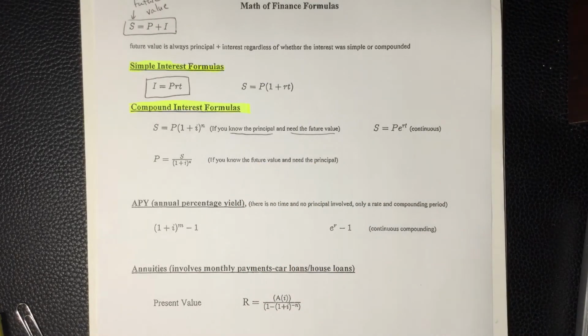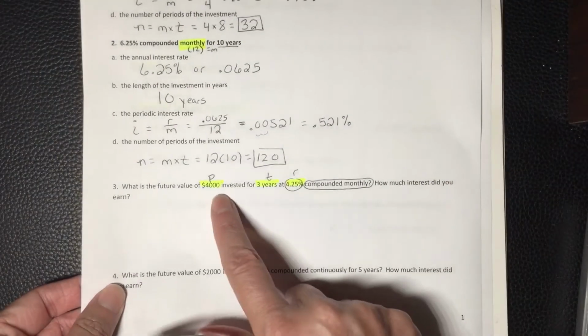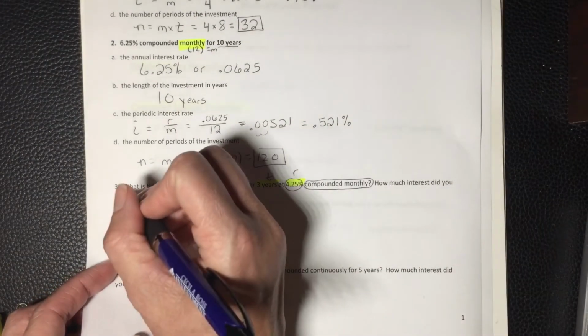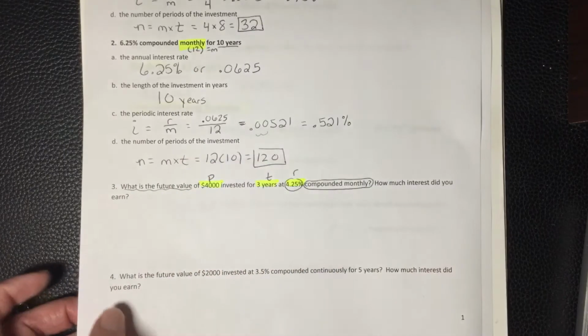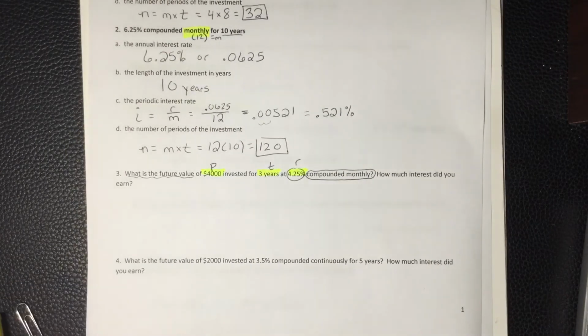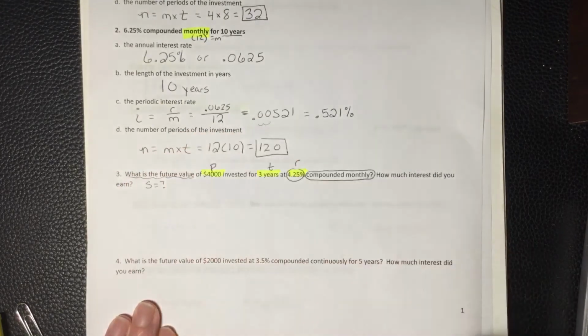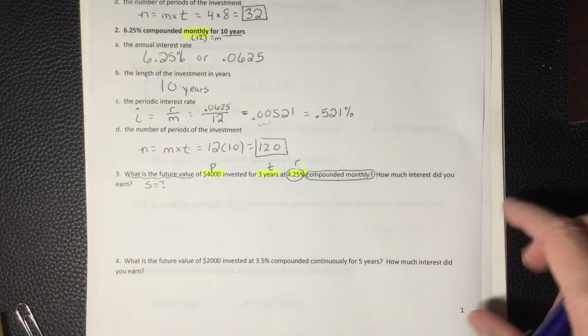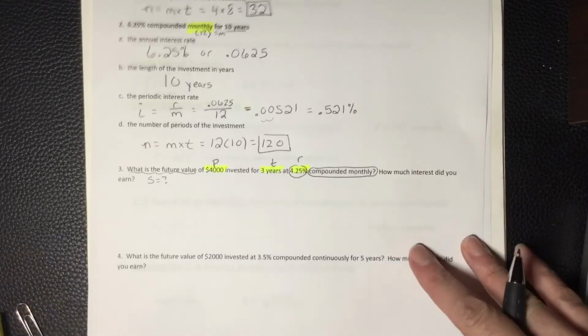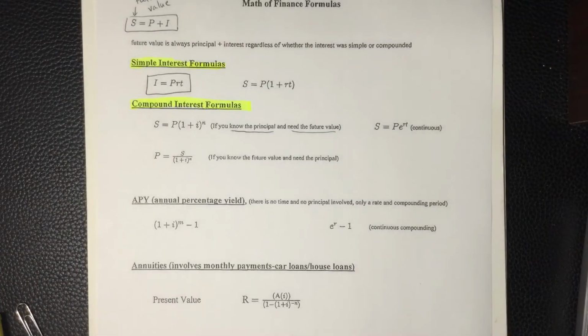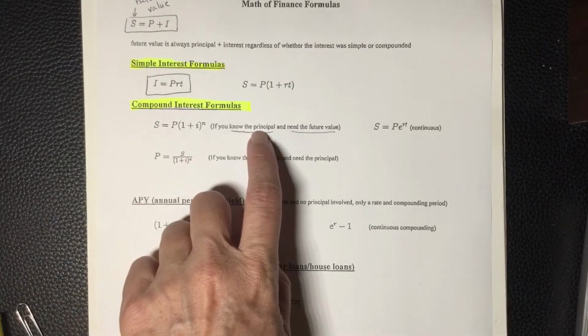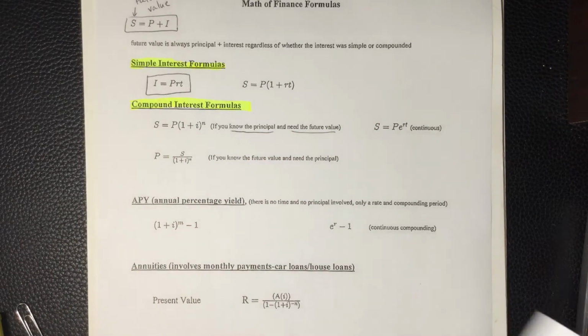So if we go back and look at our problem, notice we had the principal and we're asked, what is the future value? Okay, so remember on our formula chart, S is future value. So that's what we're trying to find. And we're also asked to find the interest. So if I go back to my formula chart, I can see of those 2 formulas, I do need the top one because I know the principal and I need the future value.